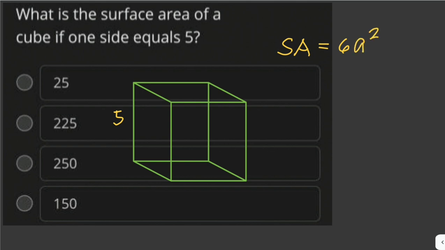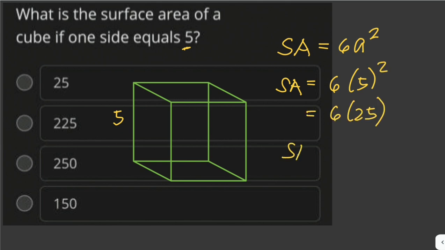Okay, all the sides of a cube are equal. So all the sides are just equal to 5 since its face is a square. So let's just plug in the value of the side here, which is equal to 5. So therefore the surface area is just equal to 6 times 5 squared. So this is 6 times 25, which is just equal to 150. So the answer here is this one, 150.